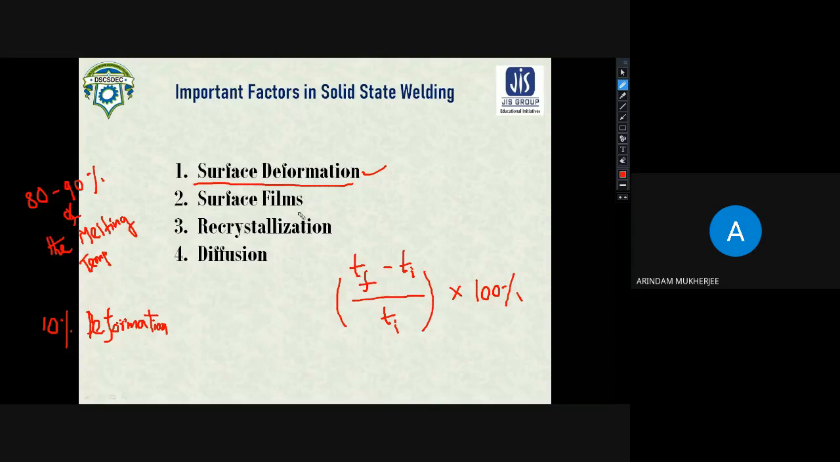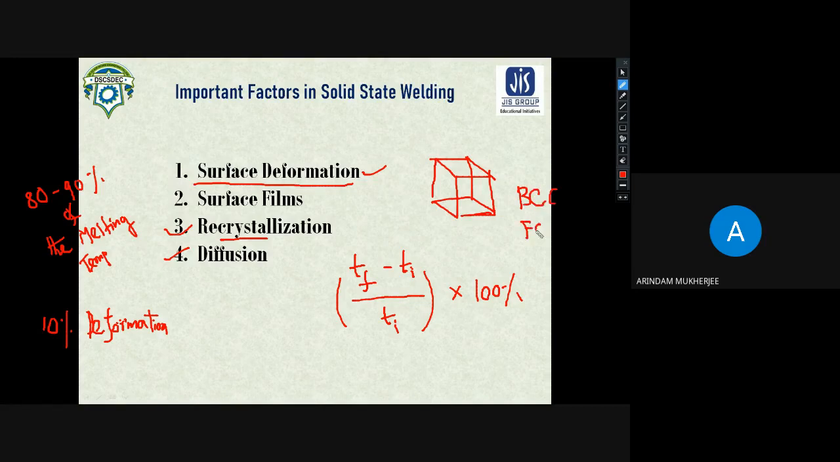Then we move on to the recrystallization and diffusion factors. Recrystallization means creating new grains. Any metal or material is a collection of crystals. And what do you mean by crystals? A crystal is the lowest unit of a material. If you go on breaking a material, you will see a cubical structure. These cubical structures can vary depending on the category. It can be BCC, it can be FCC, and the other one can be HCP.